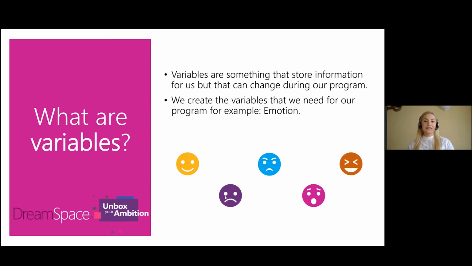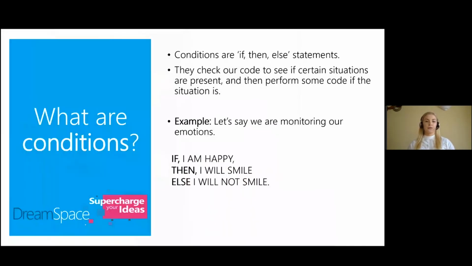And then you need to set the conditions. So you need to say what happens when your animal is happy, what happens when your animal is sad, and what happens when your animal is worried or scared. So that's what a variable is. And to set those conditions, we're going to use if-then else statements.